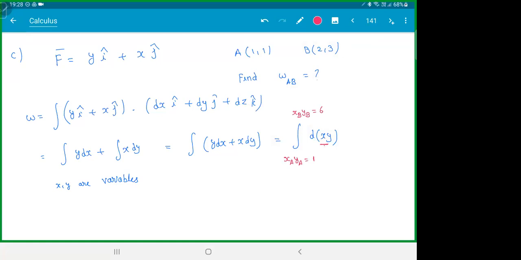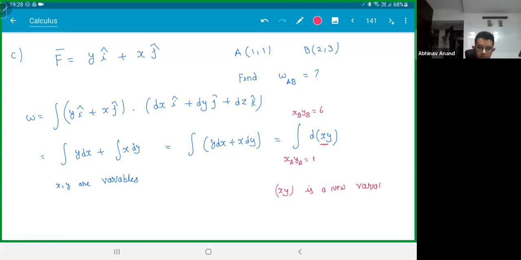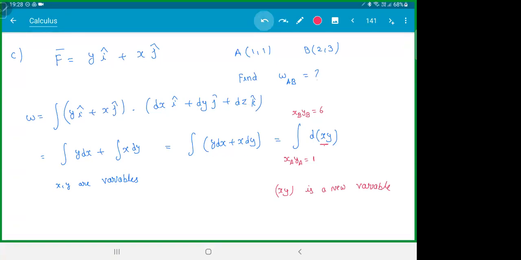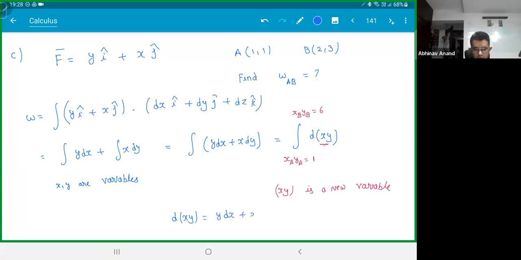Are you getting the logic? So xy is your new variable. x is not a variable, y is not a variable, we can't integrate them; xy is a new variable. So you're integrating x into y together. Can you explain this part again, how you got d of xy? Product rule. If you differentiate, let's say d of f of x, g of x, or let's keep it simple, d of u into v, what will you do? The differential of xy, how will you differentiate? y times the differential of x plus x times dy.